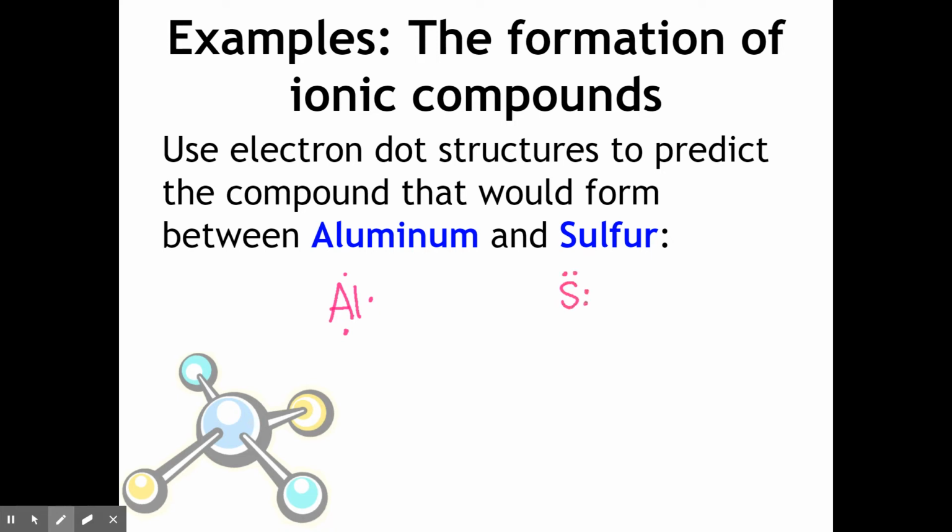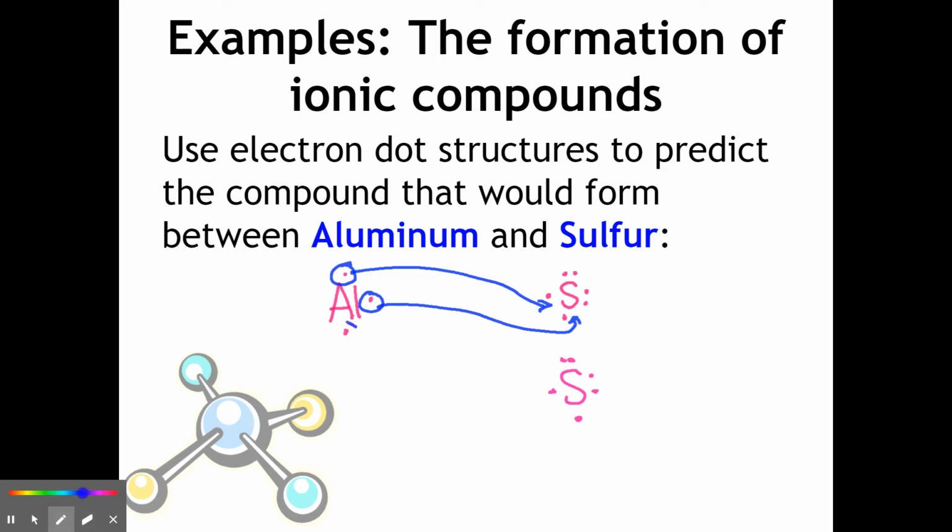Okay. So aluminum is going to give up 2 of these, 1 for each of these sides. And then it has 1 left, so we need another sulfur. So I'm going to draw another sulfur. So it's going to give up this electron to this sulfur.